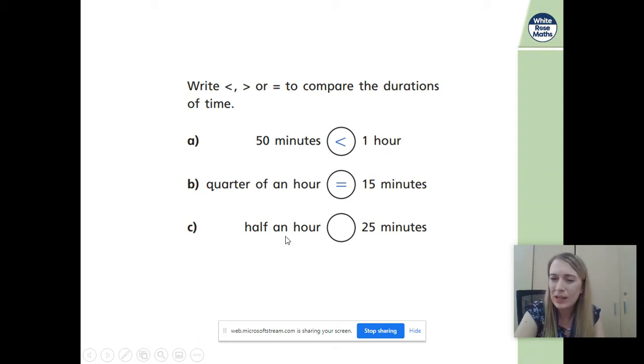For the last one, we have half an hour or 25 minutes. Again, how many minutes are there in half an hour? In 1 hour, I have 60 minutes. So in half an hour, how many minutes are there? What is half of 60? I know half of 60 is 30. So I have 30 on this side, 25 on this side. Which number is bigger, 30 or 25? Of course, 30 is bigger, half an hour. So Charlie Crocodile's going to eat that one.